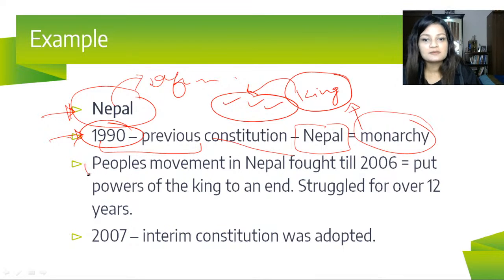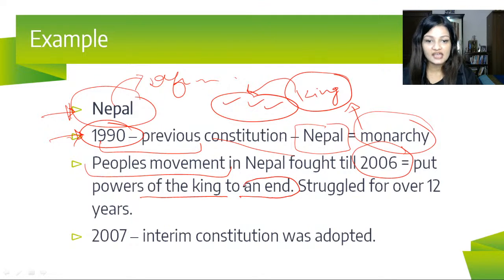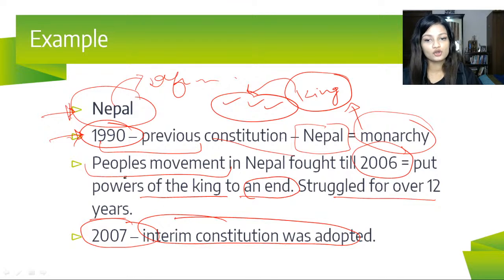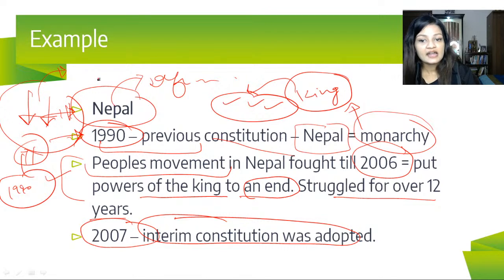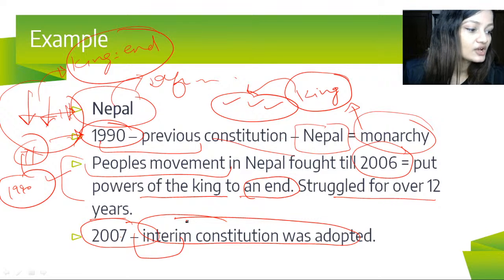But then a people's movement in Nepal fought till 2006 to put the powers of the king to an end. This struggle lasted over 12 years. And in 2007, an interim constitution was adopted. So basically they're saying कि 1990 में एक प्रीवियस कॉन्स्टिट्यूशन था, एक किंग था, बट नेपाल के लोगों ने बहुत ज्यादा फाइट करी, उन्होंने एक मूवमेंट चलाई, जो 12 साल चली, 12 साल स्ट्रगल हुआ और उसके बाद किंग की पावर्स they came to an end, and in 2007 an interim constitution was also adopted.